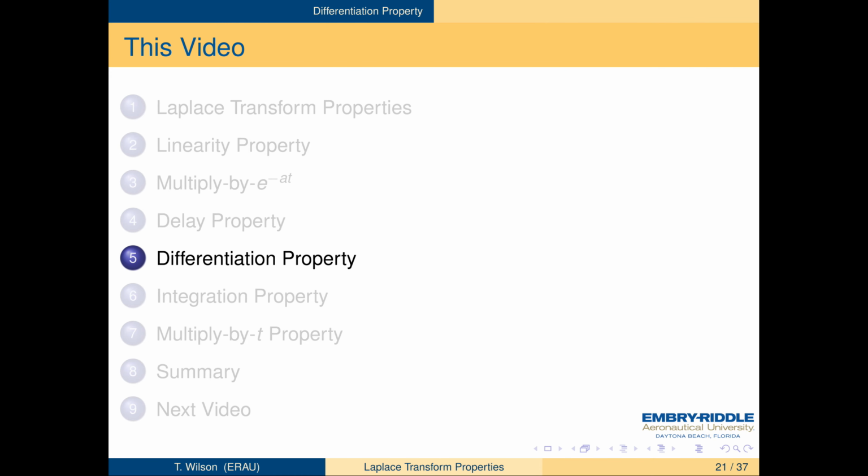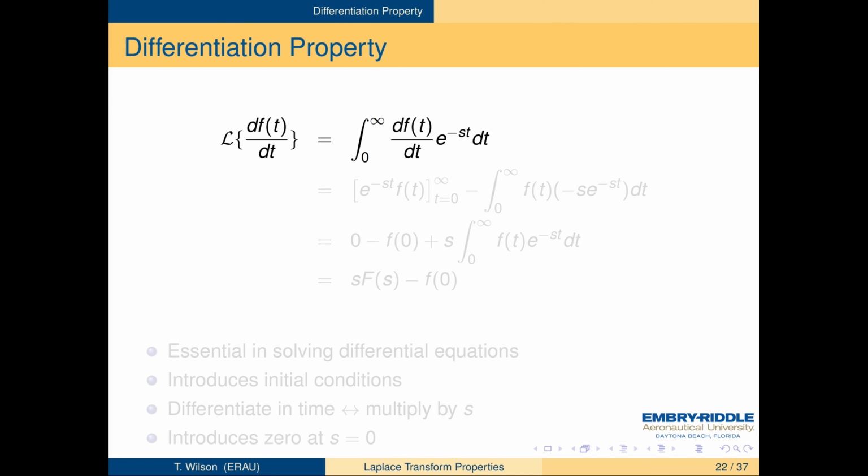Differentiation property. The differentiation property lets us find the Laplace transform of the derivative of a waveform. Putting the derivative df of t by dt in the Laplace integral, we integrate by parts, letting u equals e to the minus st and dv equals df of t. When we evaluate e to the minus st f of t at t equals infinity, we know e to the minus st goes to 0 when s is in the region of convergence. When we evaluate e to the minus st f of t at t equals 0, e to the minus st is 1, and we get f of 0.